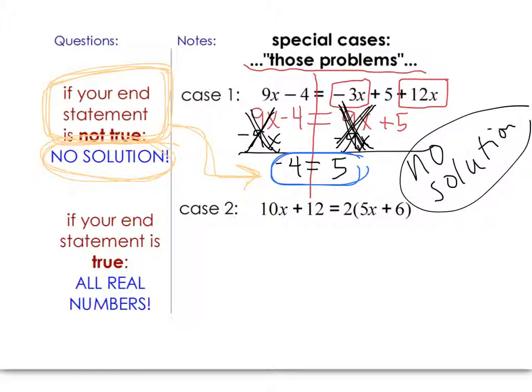That's case 1. That's one of my special cases, but I said we have 2. Let's take a look down here. 10x plus 12 equals 2 times 5x plus 6. Draw your big line. I have to distribute that 2 first. 2 times 5x, 2 times 6. Well, 2 times 5x gives me 10x. 2 times 6 gives me plus 12. Bring down the other side.